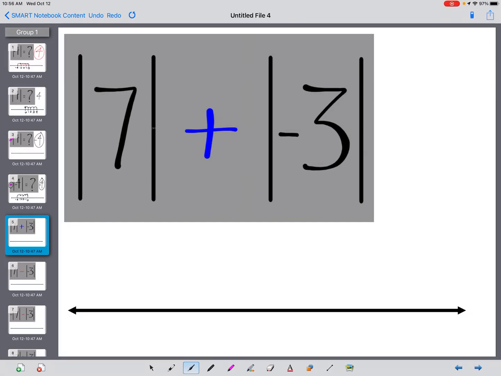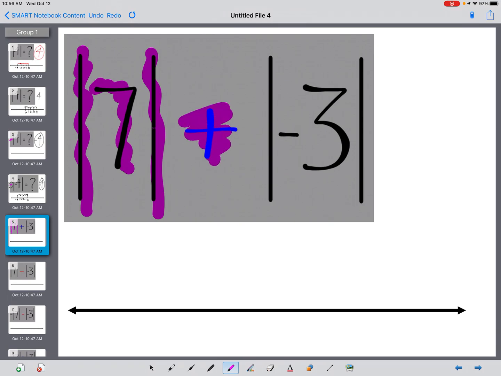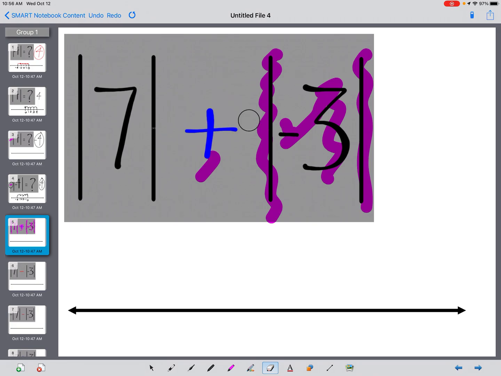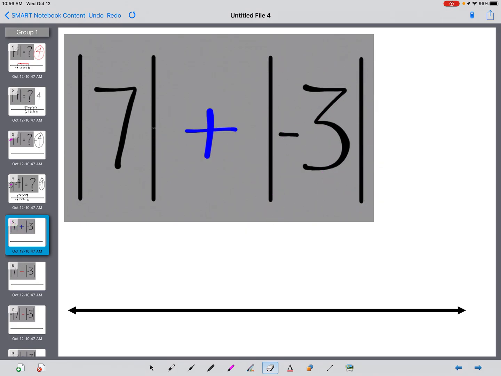Here we're going to talk about operations in absolute values. So in this case, we have the absolute value of 7 plus the absolute value of -3. And so the absolute value of 7 is 7, and the absolute value of -3 is 3, because -3 is 3 spaces from 0. So really what we're doing is 7 plus 3. All right, and so of course this is 10.